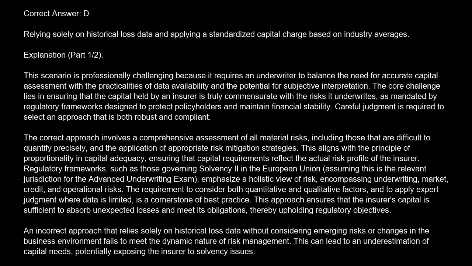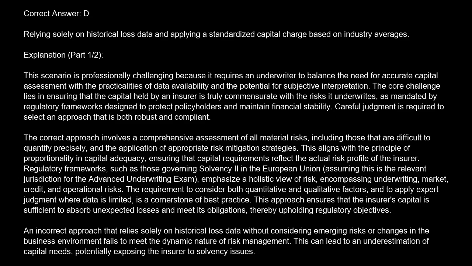The correct answer is D. Relying solely on historical loss data and applying a standardized capital charge based on industry averages. Explanation. This scenario is professionally challenging because it requires an underwriter to balance the need for accurate capital assessment with the practicalities of data availability and the potential for subjective interpretation.